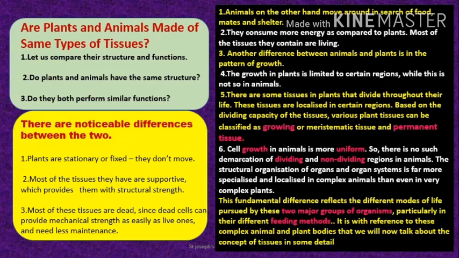Now next is the fundamental difference reflects the different mode of life pursued by these two major groups of organisms, particularly in their different feeding methods. It is with reference to the complex animal and the plant bodies that we will now talk about the concept of tissue in some detail.